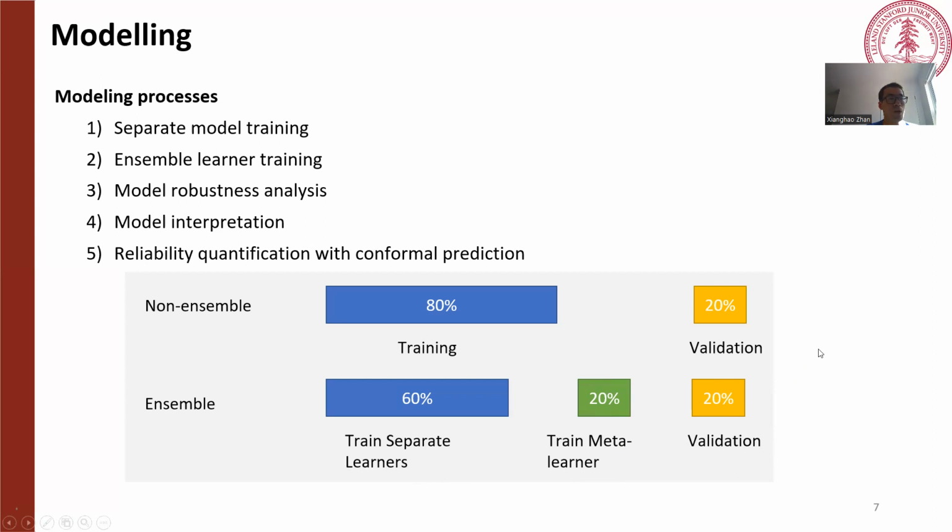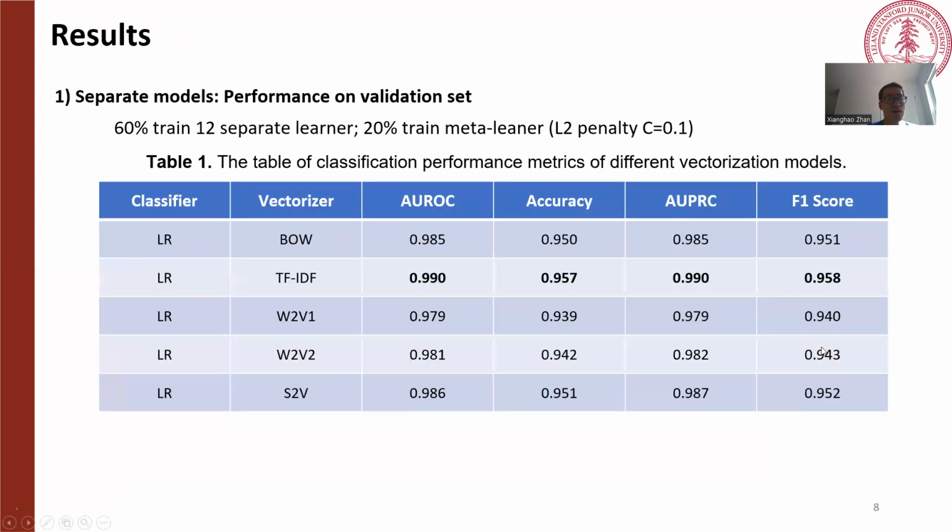And here, we're going to show you the results of the separate models first. For the separate models, firstly, we show the performance on our internal validation dataset. Here we show the results in table 1. This result shows that generally, when compared with other approaches, TF-IDF outperforms the other separate learners.